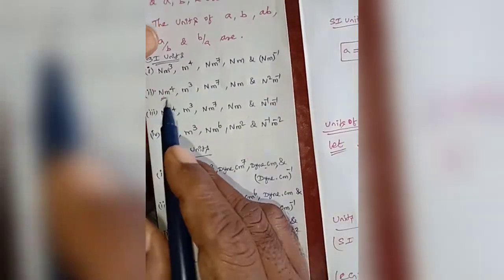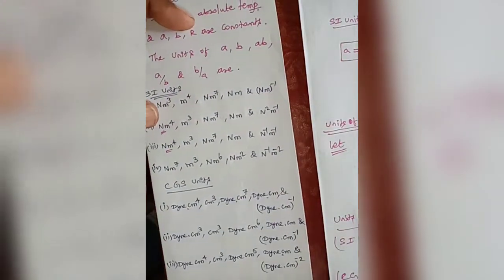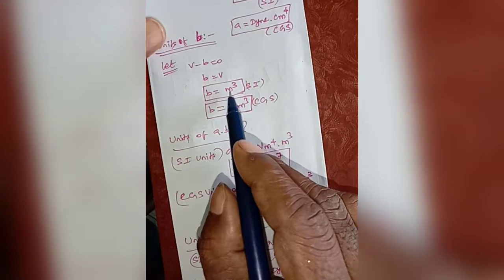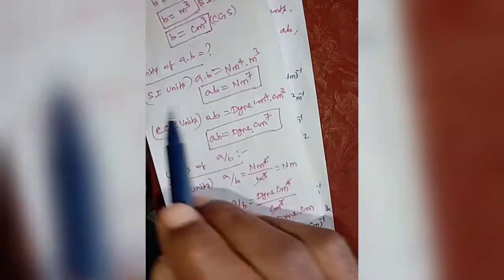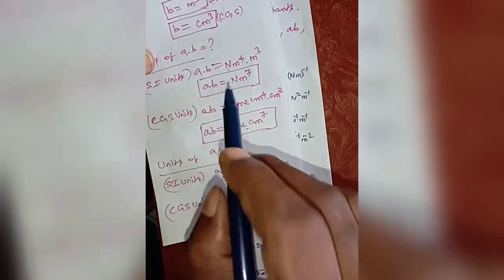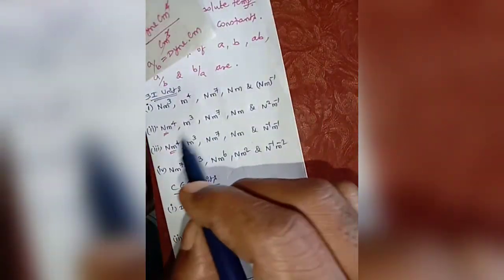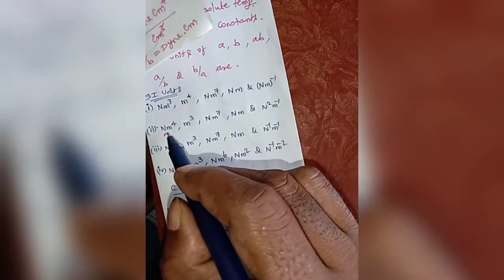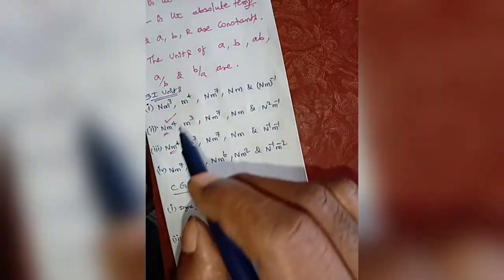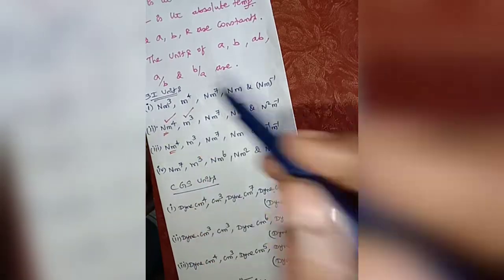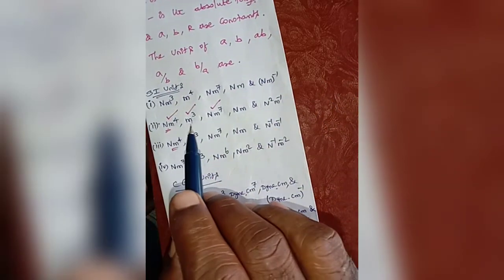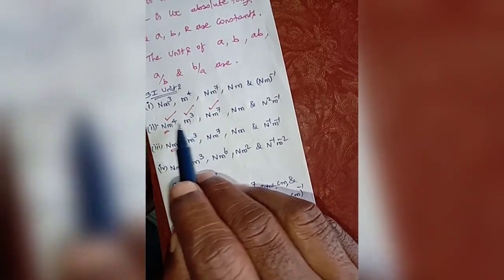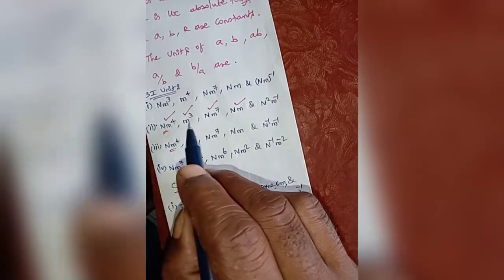Now check it out. First one: the units of A are Newton meter power 4, the units of B are meter cube, and the units of A into B are Newton meter power 7. Now check one by one. This is Newton meter power 4, that is units of A. Next, meter cube, that is units of B. Now these two multiplied give the units of A and B. Next, now these two divide, Newton meter, the units of A by B.